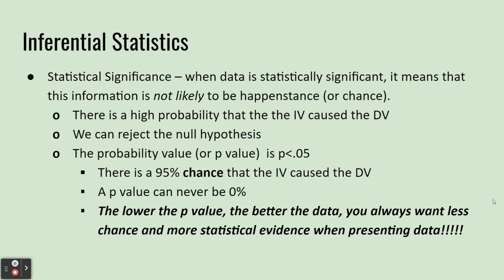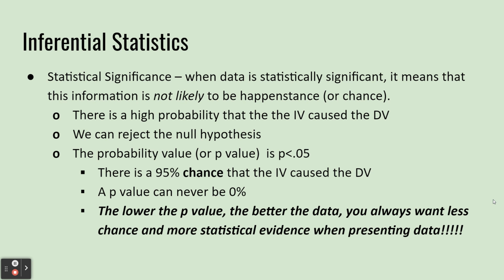So there's a high probability when something is statistically significant that the independent variable caused the dependent variable. We can reject the null hypothesis, which basically says we can confirm that the idea that there is no relationship is false. We can reject the null hypothesis and say, yes, there is a relationship between these 2 variables. The probability value or p-value is less than 0.05.